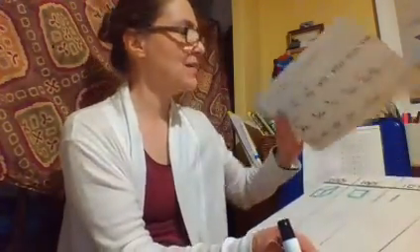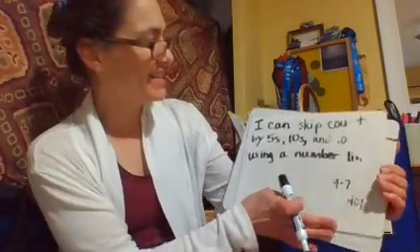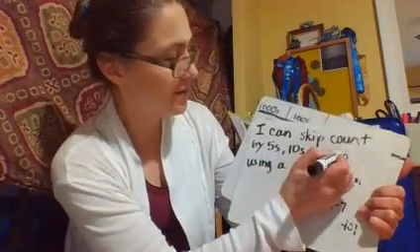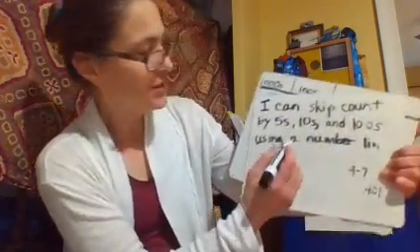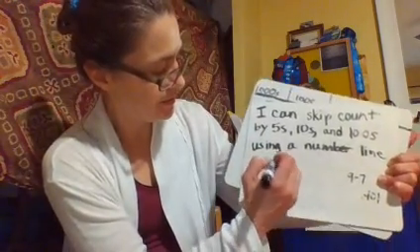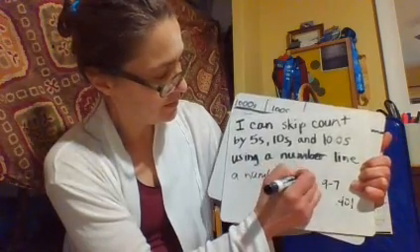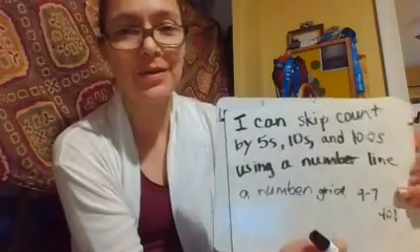And let's read the I can statement one more time. Oops, part of it's erased. I can skip count by fives, tens, and 100s using a number line, and in this case, a number grid. Right? And or number grid.